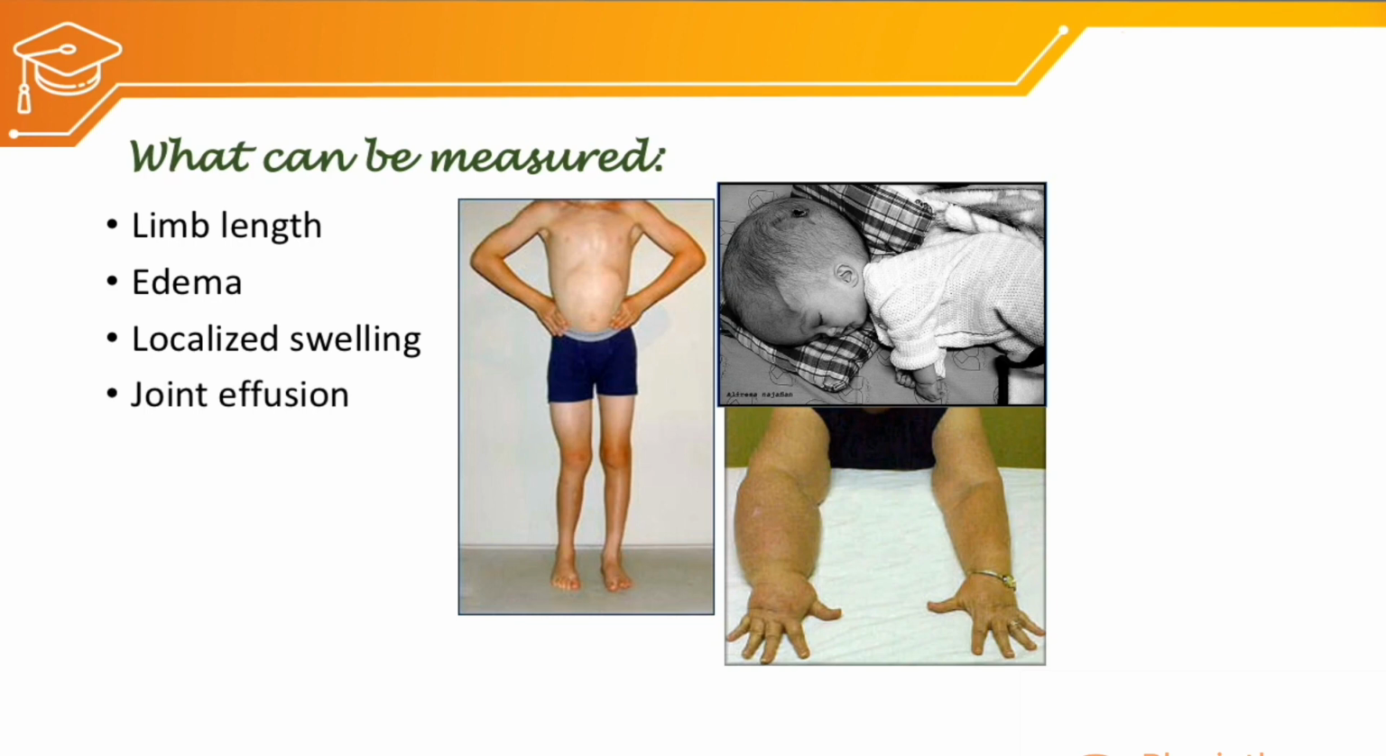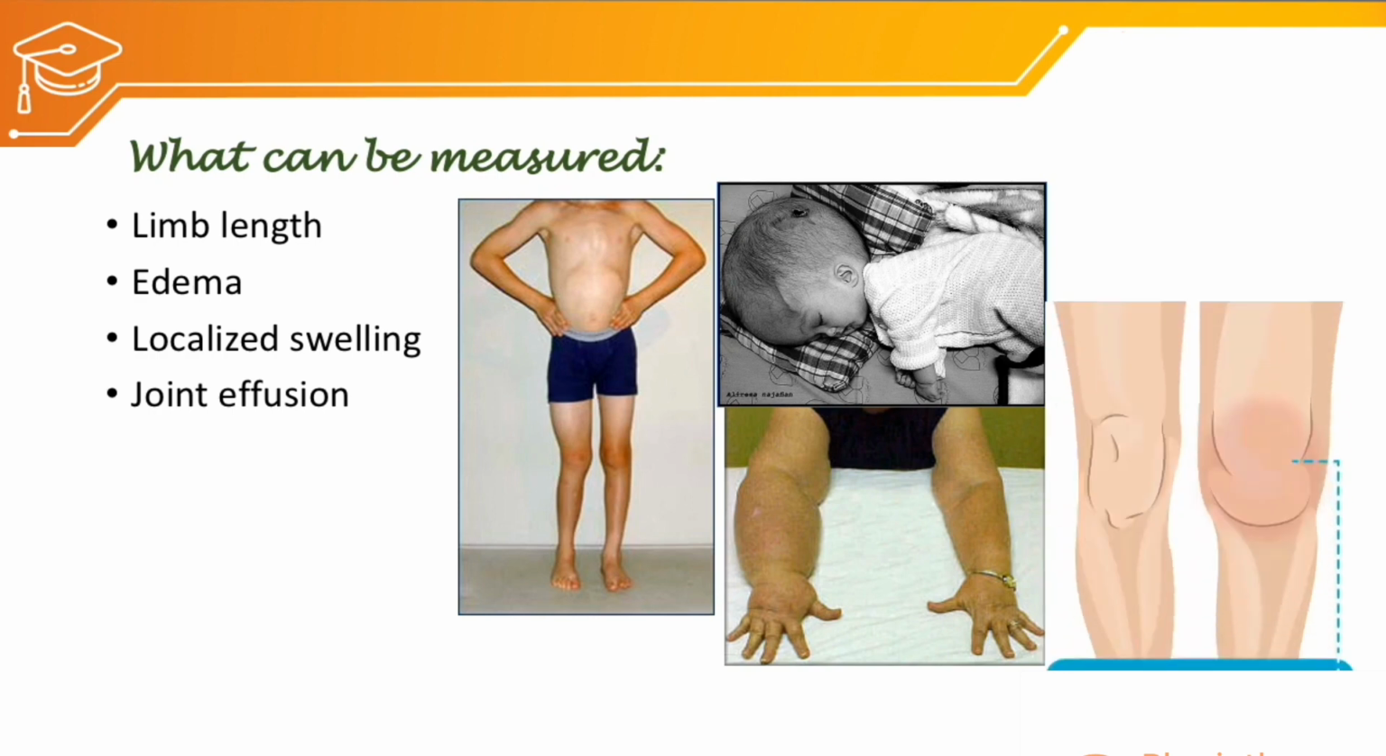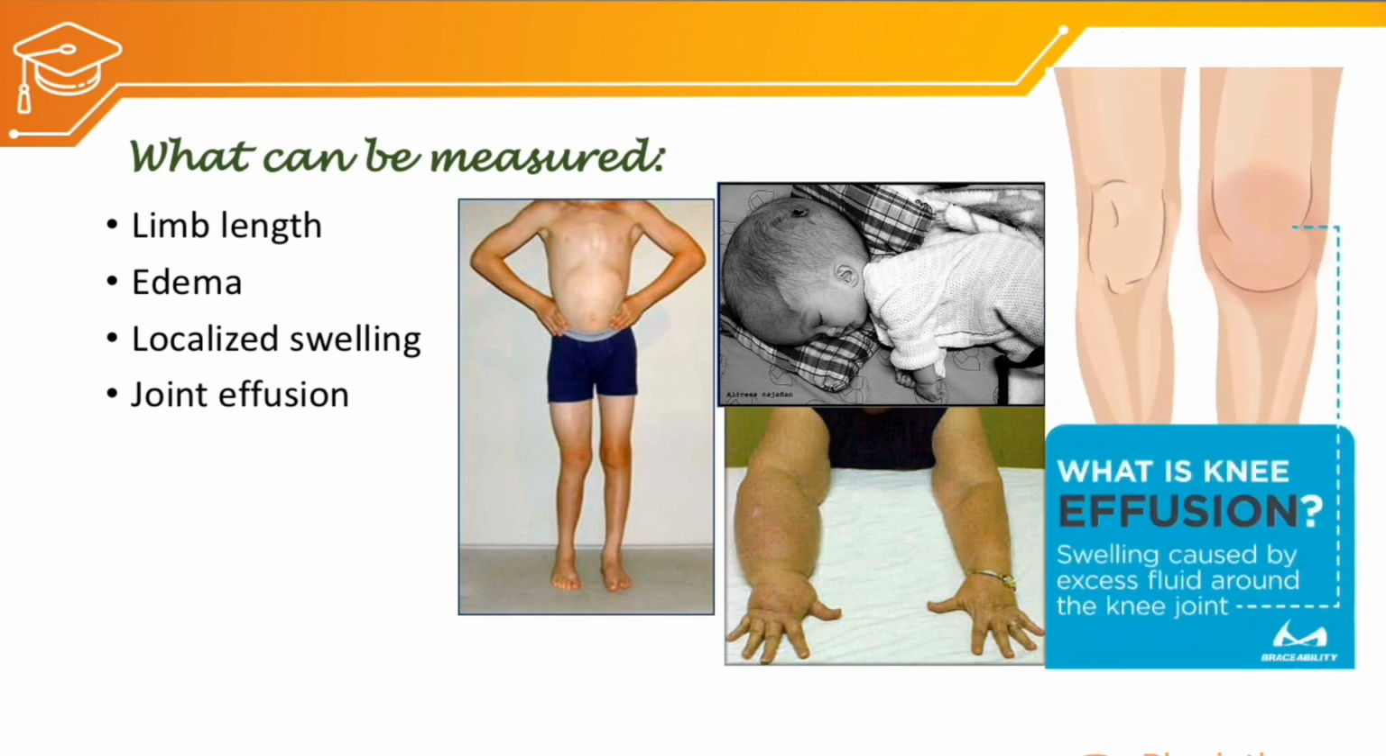Another measurement that we can take is for the joint. Commonly, the joint goes for enlargement because of joint effusion, that is, the collection of fluid in the joint spaces. For example, the swelling caused by the excessive fluid that is accumulated inside the knee joint space, due to which the inflamed knee will look larger than the other knee.